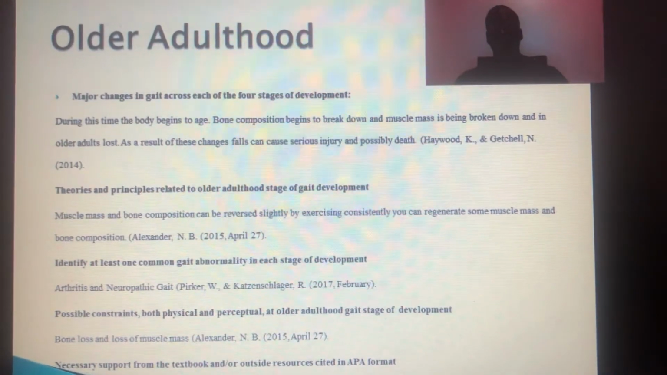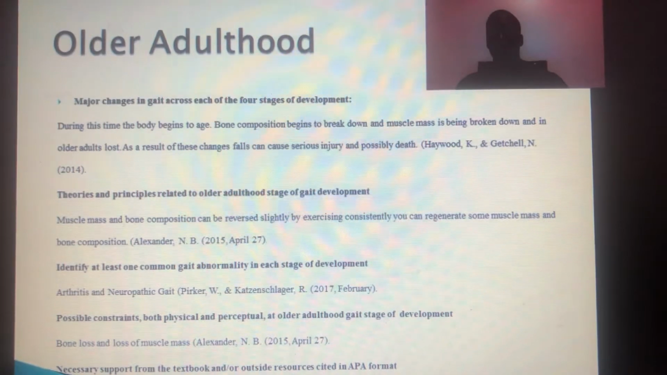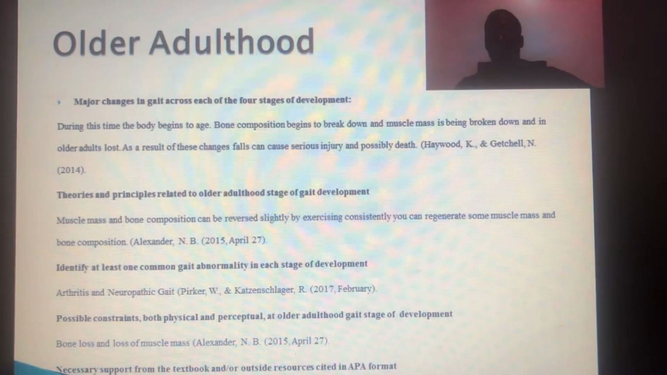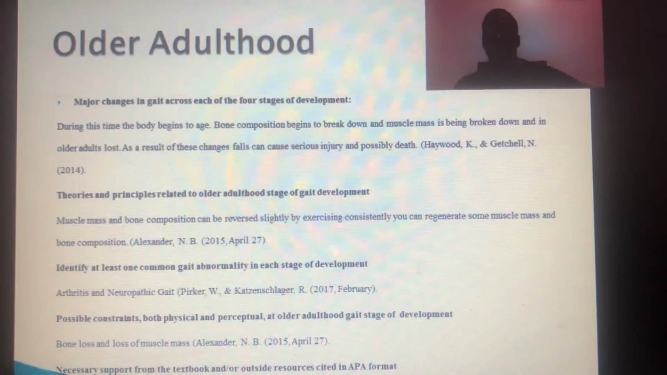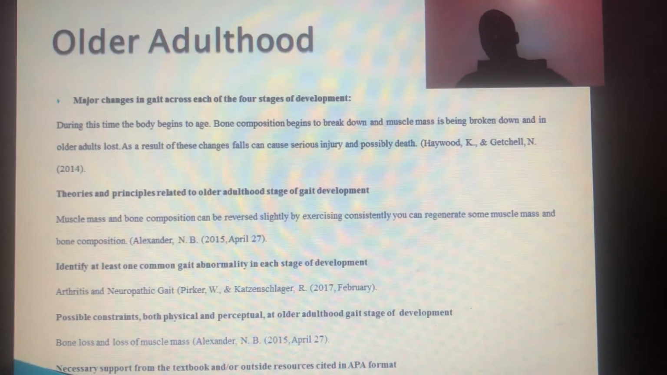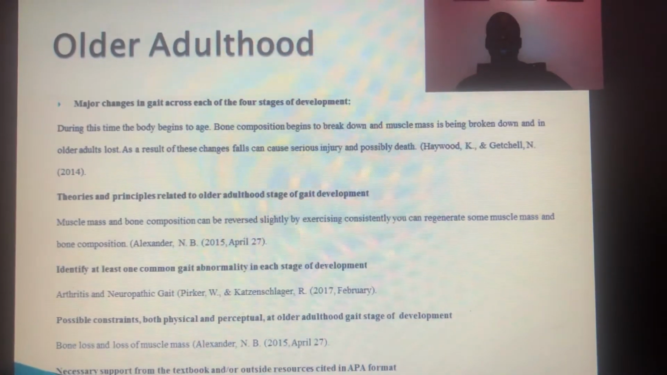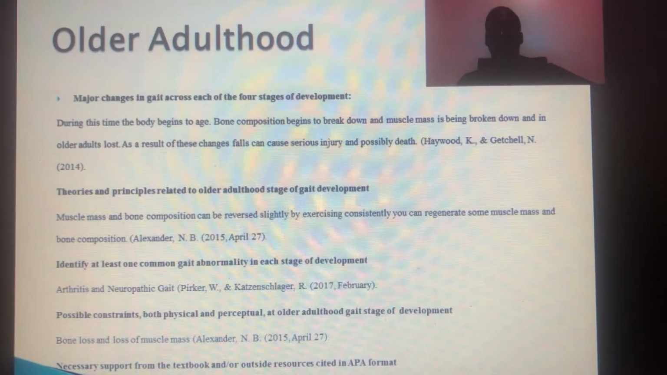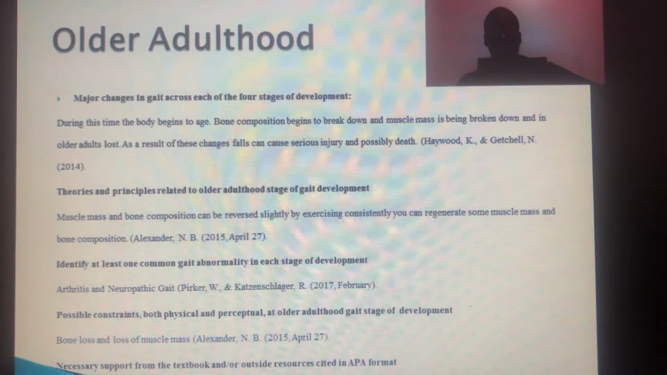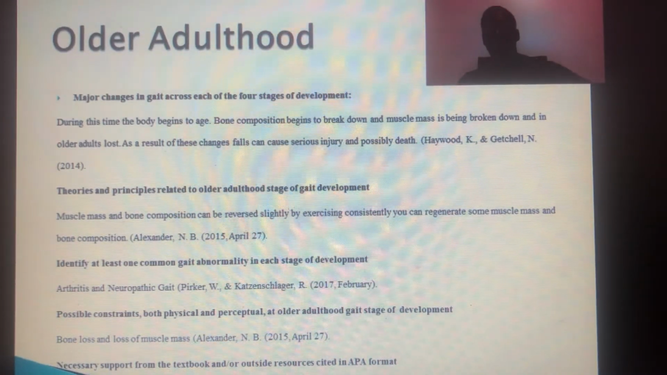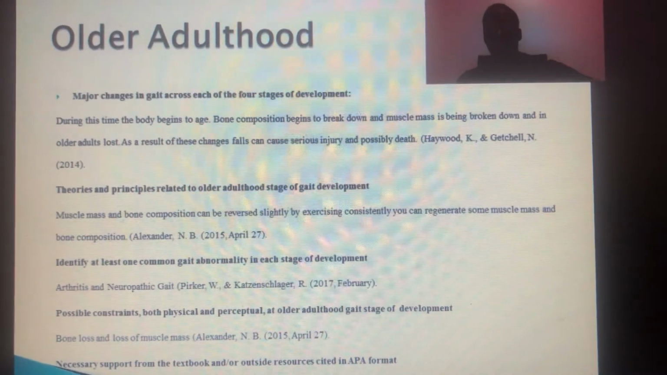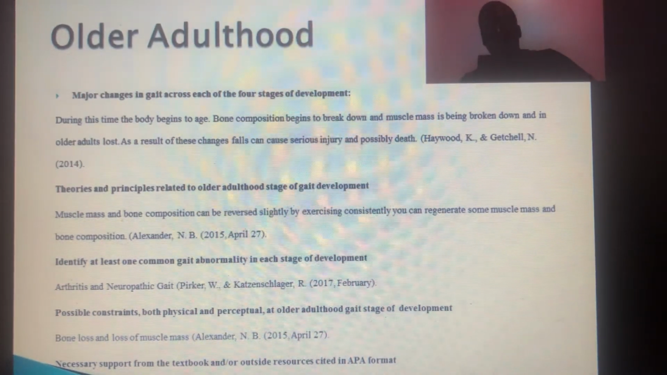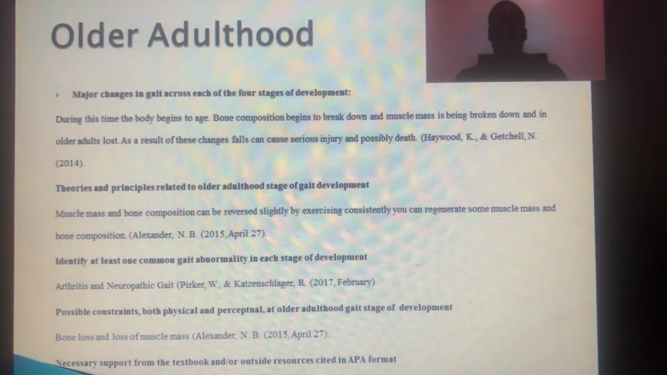Some theories and principles related to the older adulthood stage of gait development: muscle mass and bone composition can be slightly increased by exercising consistently. You can regenerate some muscle mass and bone composition, according to Alexander N.B. Identify at least one common gait abnormality in each stage of development. One would be arthritis, and that would stop you from having a full gait cycle, as well as neuropathic gait, according to Perker W. and Katzinger R. Possible constraints, both physical and perceptual, will be bone loss and loss of muscle mass, according to Alexander N.B.